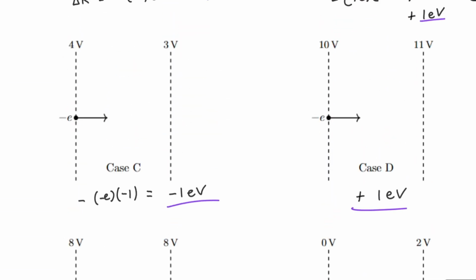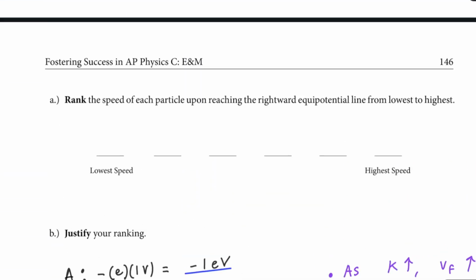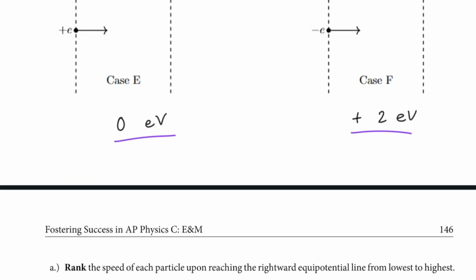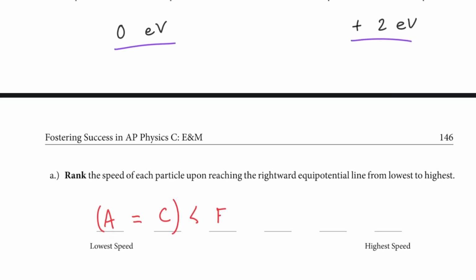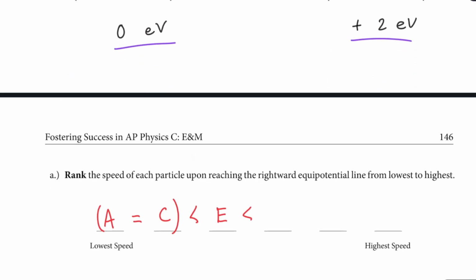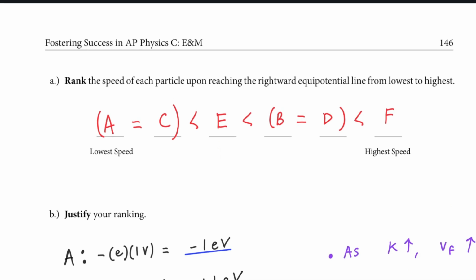So first, the lowest speed particles will be anything that lost kinetic energy. And that looks like cases A and C. Cases A and C tie because they lost an eV of kinetic energy. Next actually comes case E because it's the only one that didn't gain or lose kinetic energy. Then we have cases B and D because they both gained 1 eV of kinetic energy. And then we lastly have case F, which gained 2 eV of kinetic.